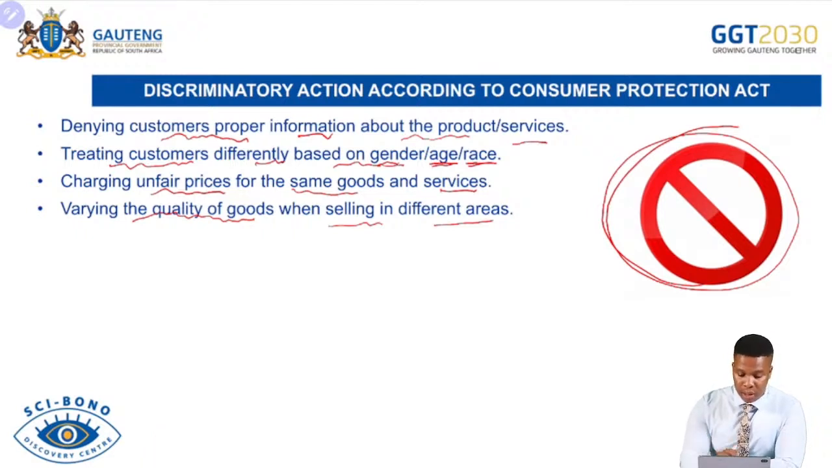However, with discriminatory actions, people are not treated fairly. As you can see, your customers are denied proper information. Some customers are treated differently because of how they look, their gender, their age, and race. Charging unfair prices for the same goods and services, maybe because of race and age, is also considered discriminatory.